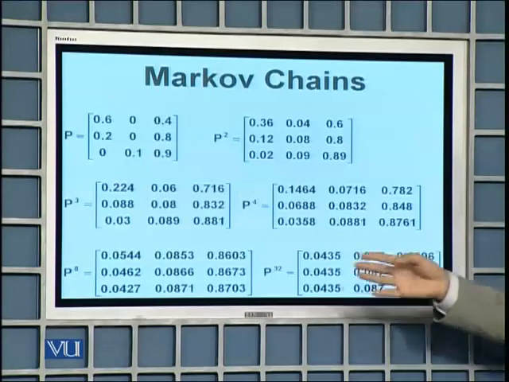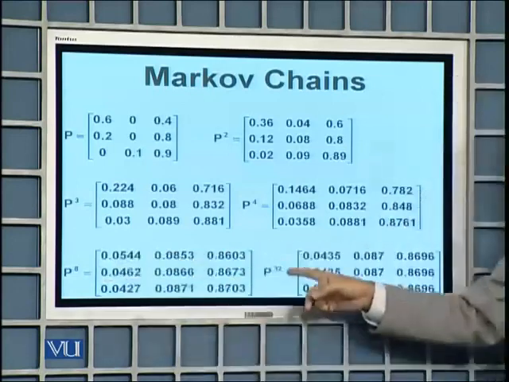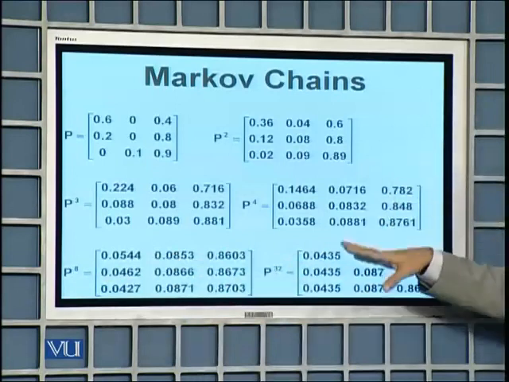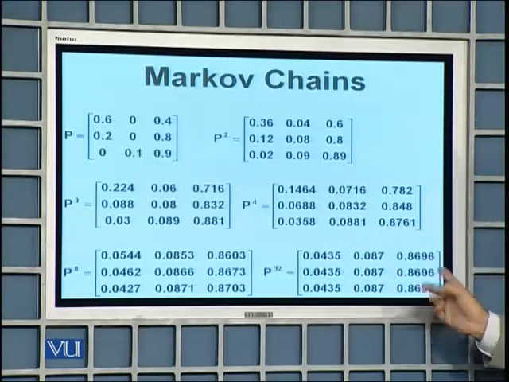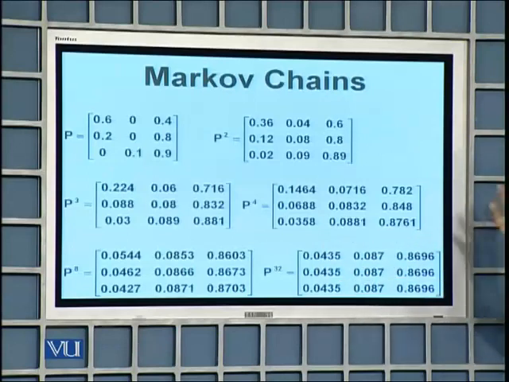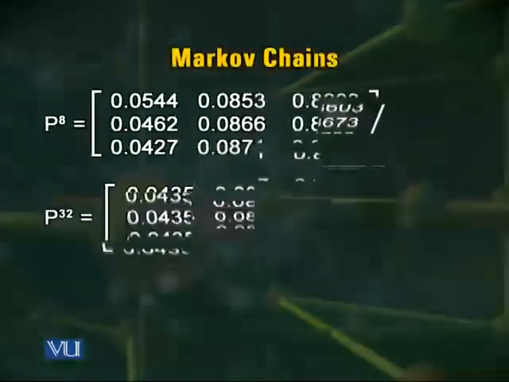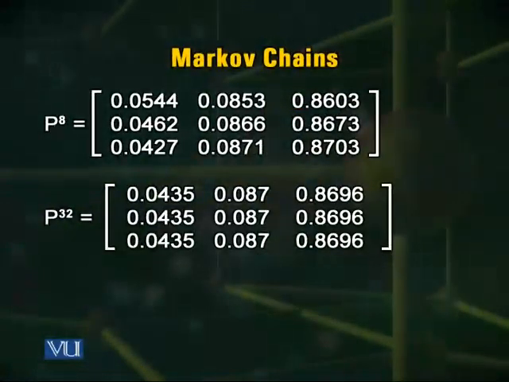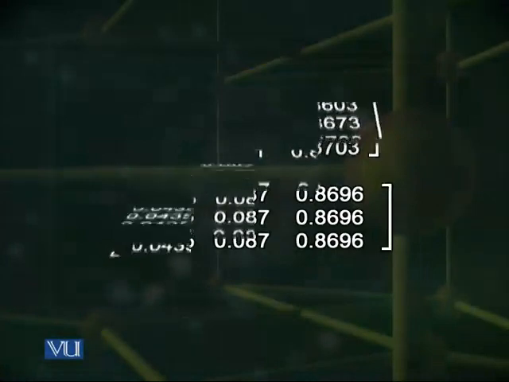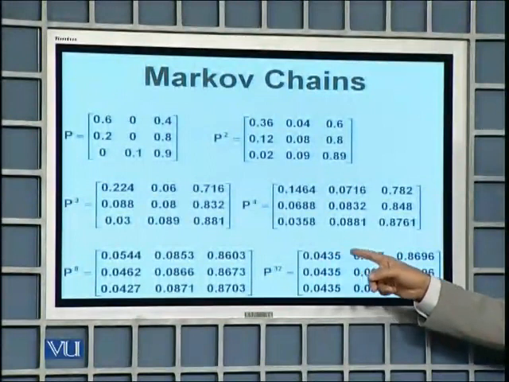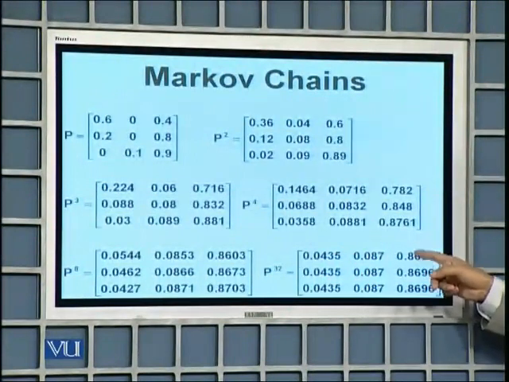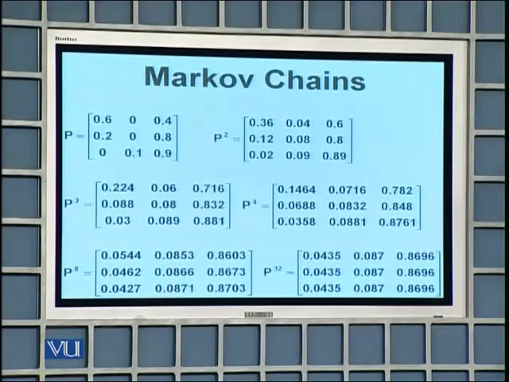So somewhere between P raised to power 8 and P raised to power 32, the values have converged, and this converged matrix, this destination matrix, is very important because this tells you the asymptotic behavior of probability distributions. If you look at these particular values in this destination matrix to which these higher power matrices converge, they are 0.0435, 0.087 and 0.8696. We don't have to start with a particular initial distribution.